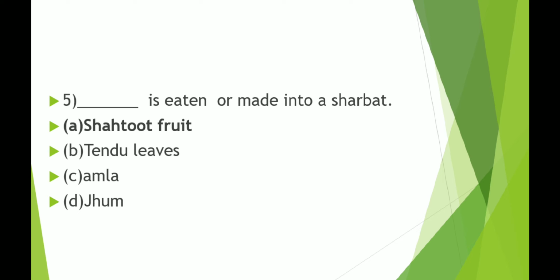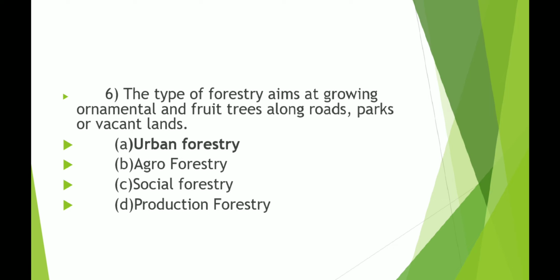Dash is eaten or made into a sharbat. Answer is shahtut fruit. Question number 6. The type of forestry aims at growing ornamental and fruit trees along roads, parks, or vacant lands. The answer is urban forestry.